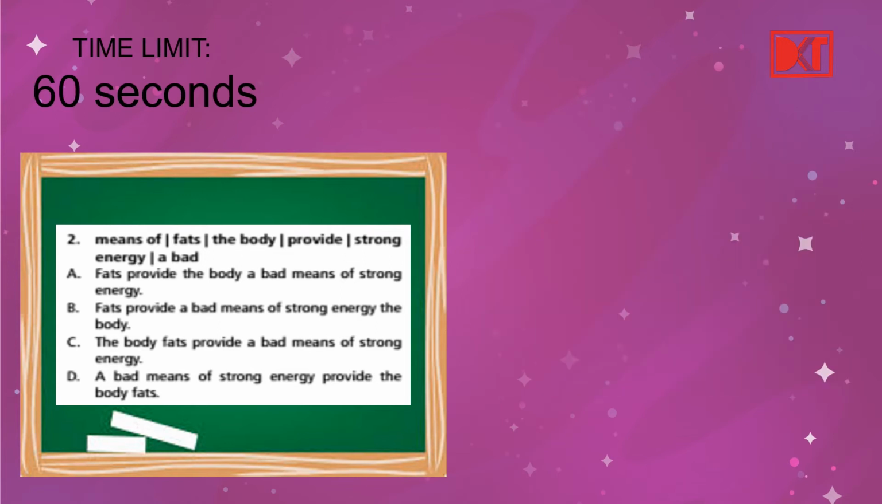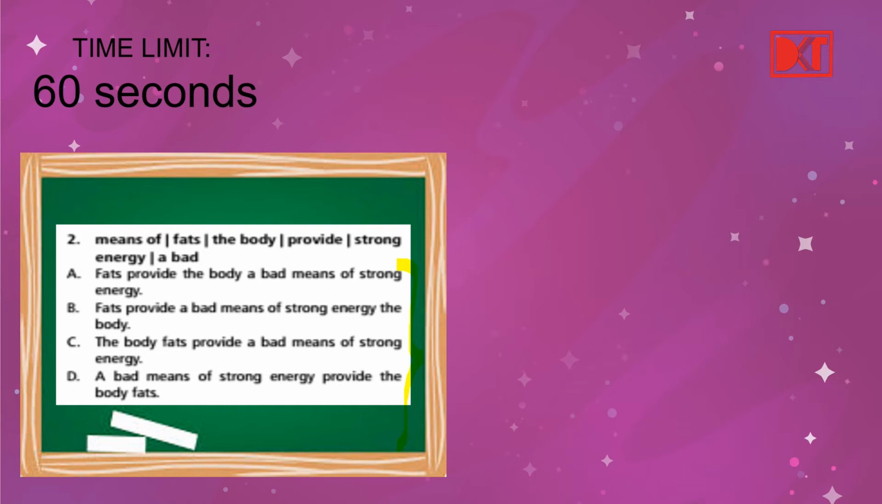Okay, here let's see. Means of fats the body provide strong energy about. Now here you can apply two approaches. You can read the sentences, and from reading you can understand which is correct, because sometimes the verb, subject and object agreement is missing, sometimes subject and predicate don't make sense, sometimes an adjective is placed elsewhere. Or you can read a little to get an idea of what they are saying, then form it on your own and then choose the correct answer.